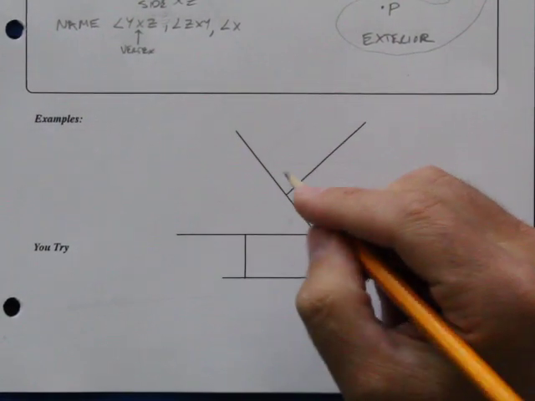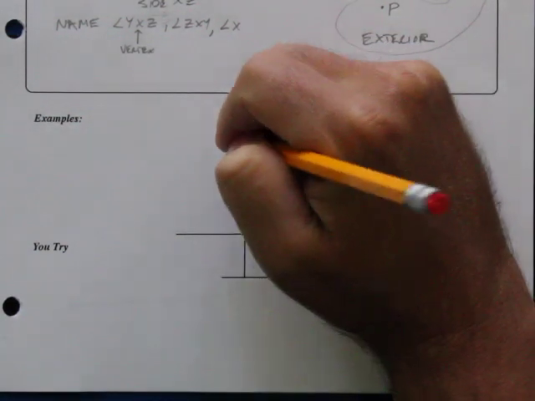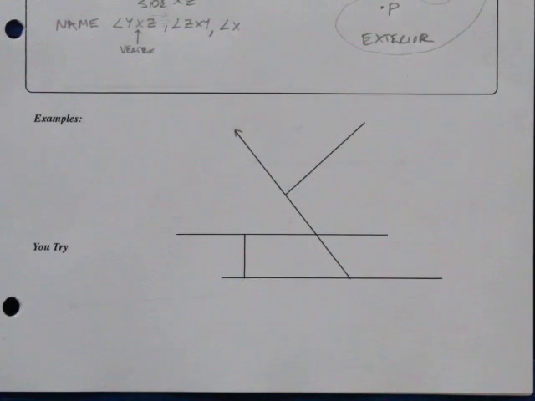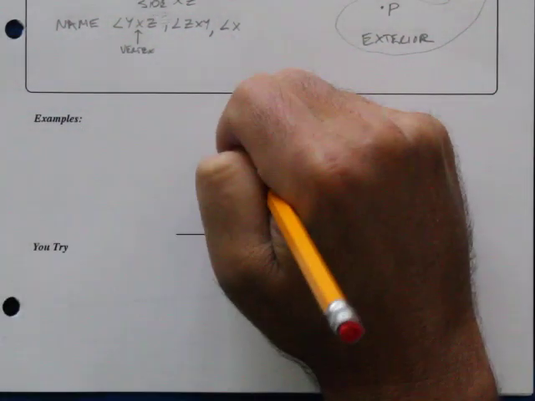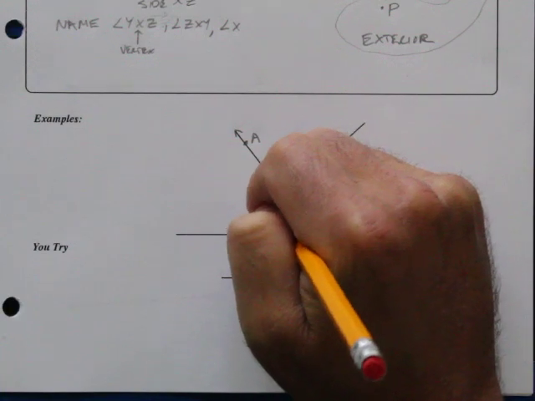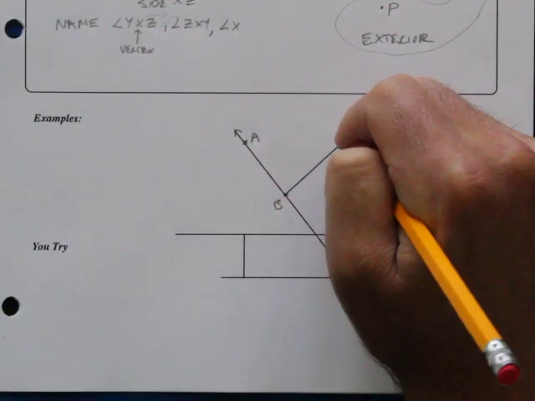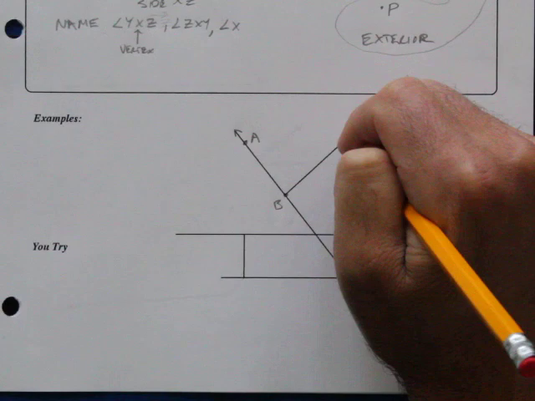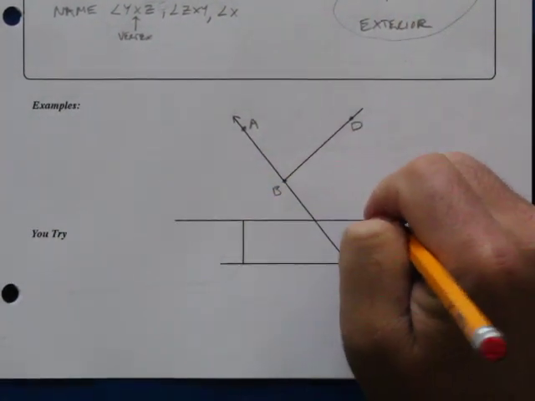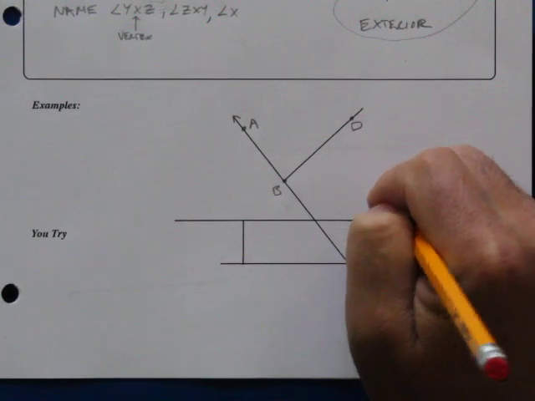Here we go. Up here, I'm going to draw an arrow at the end of this, so this is going to be a ray. And this is point A up here. This vertex here is B. Out here at the end of this segment is D, or near the end of it, I should say. At the end of this segment is point E.